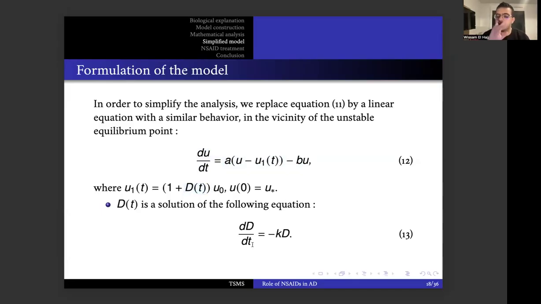D is a drug concentration, and it will have an exponential decay. Why does it have an exponential decay? Because simply when we do a drug, a vaccine, or any injection, it is a pharmaceutical assumption that it will directly decay in time. So this is why we consider d of t the solution of this. It is an exponential decay.